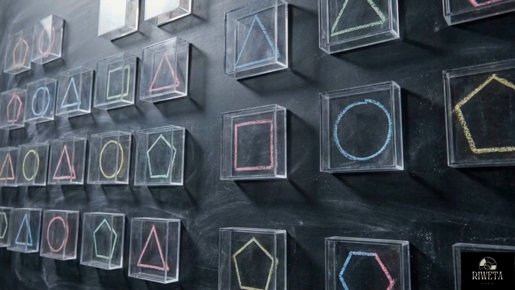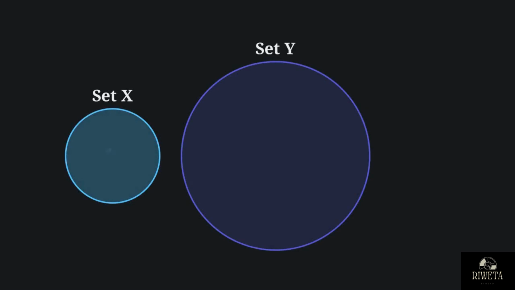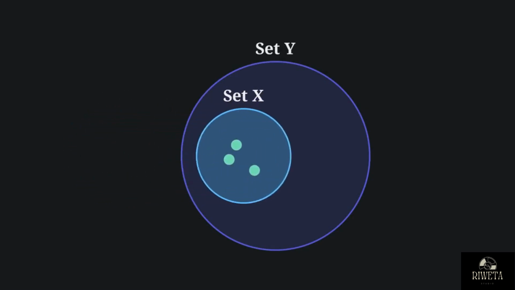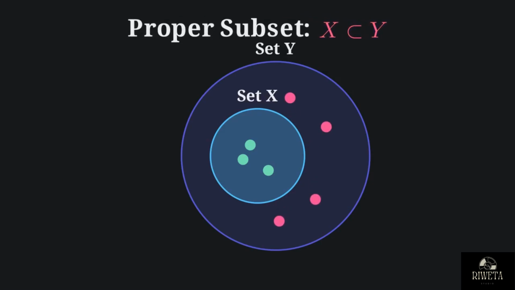We organize these values into sets, well-defined collections of items. A set can be finite or infinite, and we measure the total number of distinct elements it contains as its cardinality. When every element in set X is also found in set Y, X is classified as a subset. If Y contains additional elements not found in X, then X is strictly defined as a proper subset.